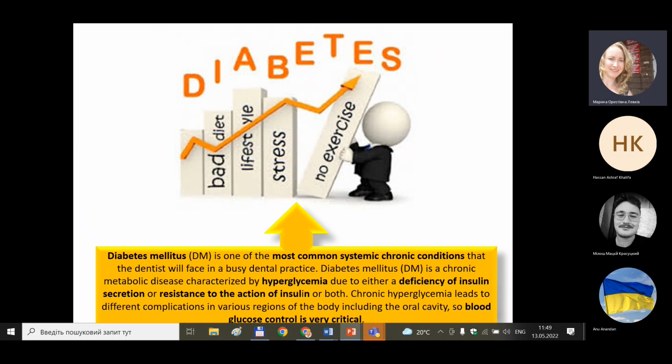Diabetes mellitus is one of the most common systemic chronic conditions that the dentist will face in a busy dental practice. Diabetes mellitus is a chronic metabolic disease characterized by hyperglycemia due to either a deficiency of insulin secretion or resistance to the action of insulin, or both. Chronic hyperglycemia leads to different complications in various regions of the body, including the oral cavity. So blood glucose control is very critical.